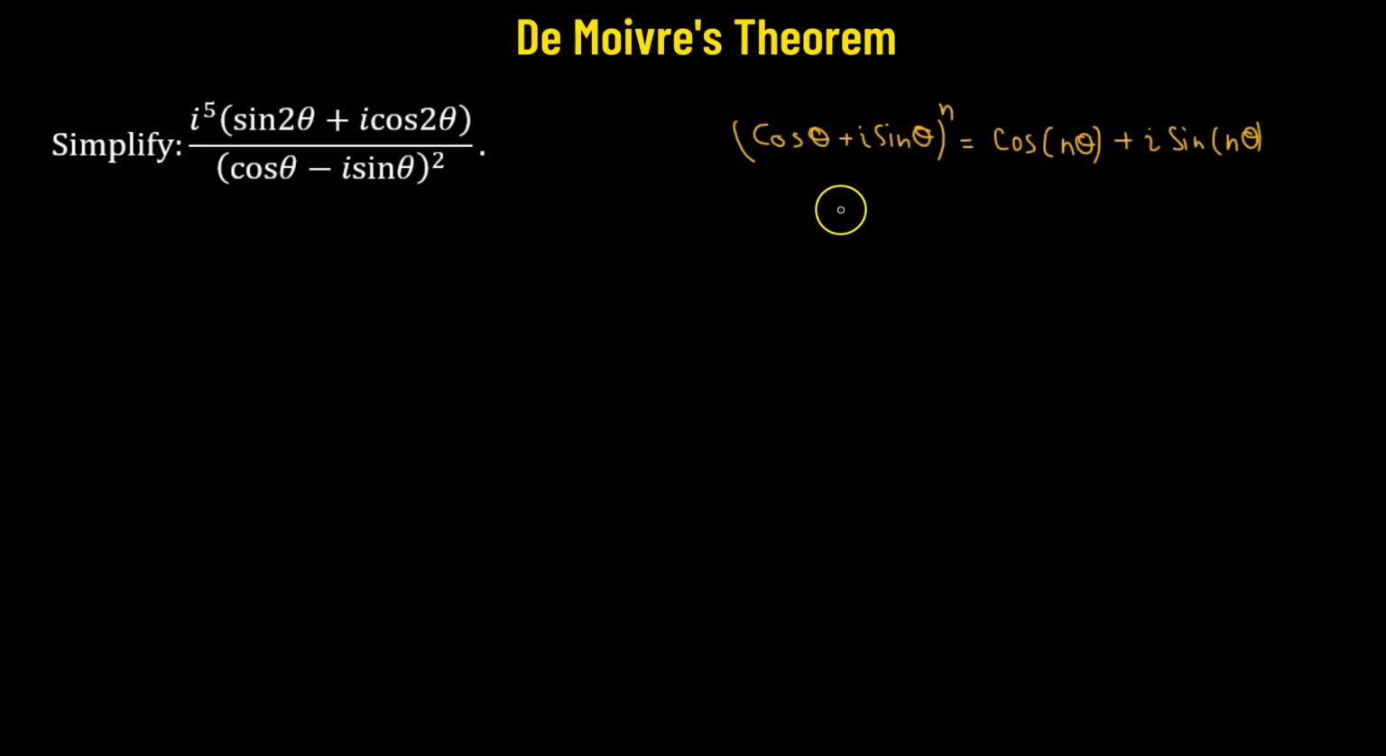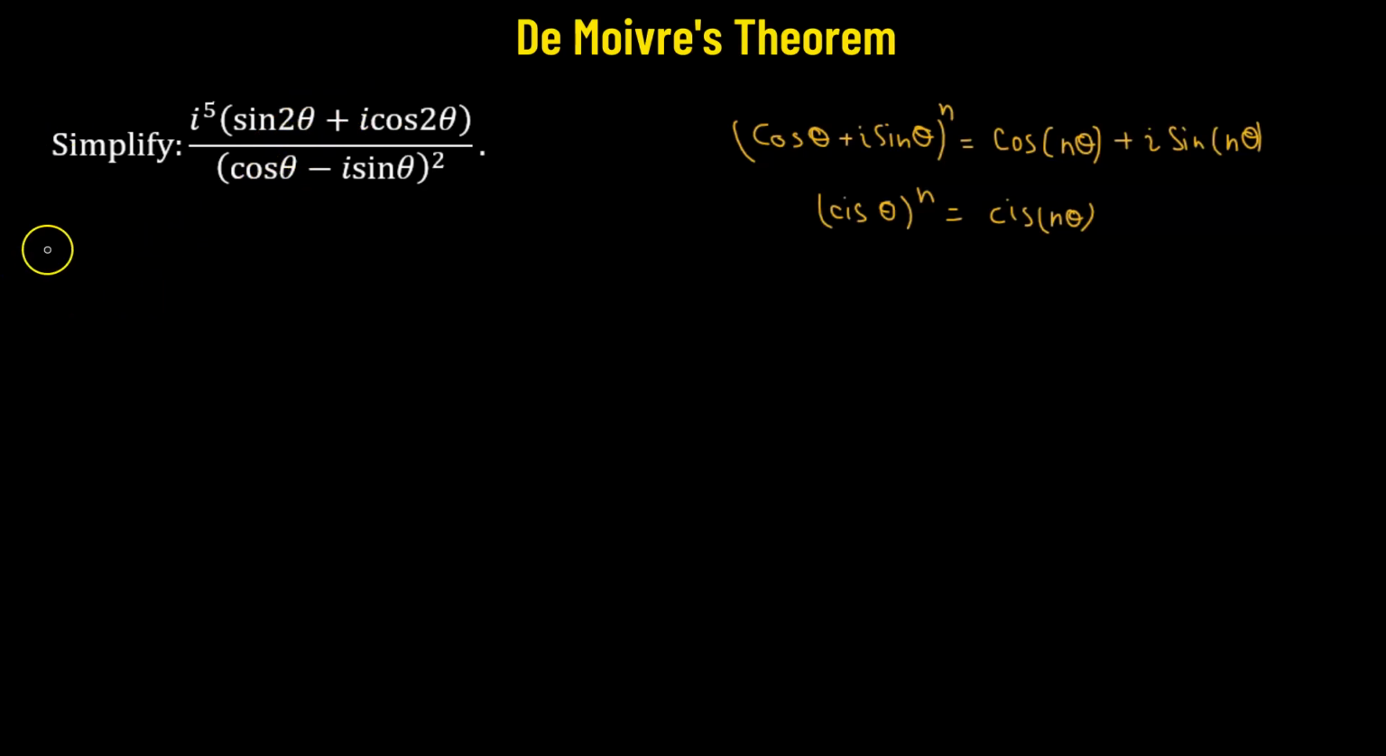This can also be written in a compact form as cis of theta raised to the power of n equals cis of n theta. So here cis represents: the c represents the cosine, i is the iota, and s is the sine function. Right, so let's begin. We'll first start with the numerator.